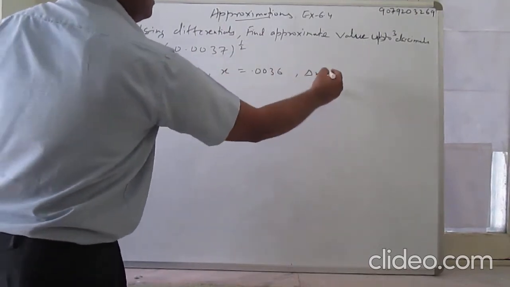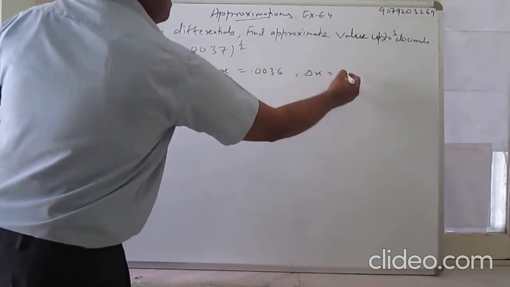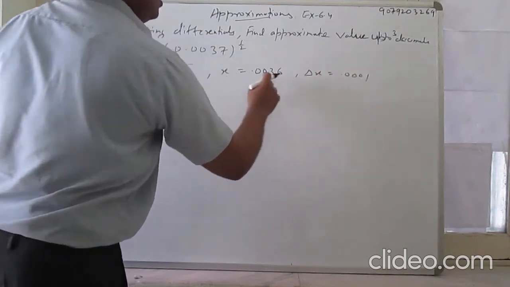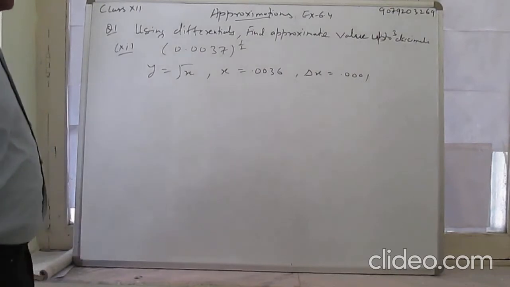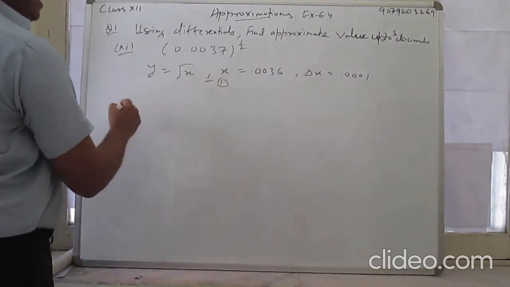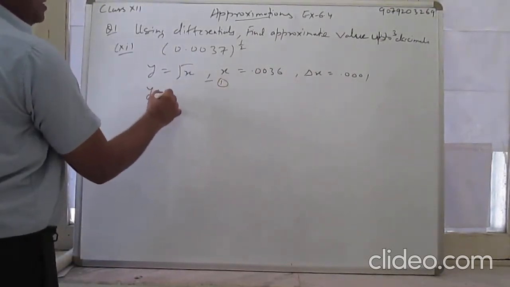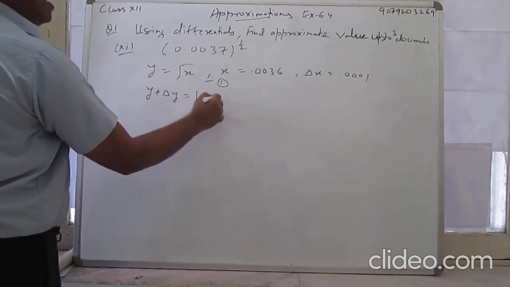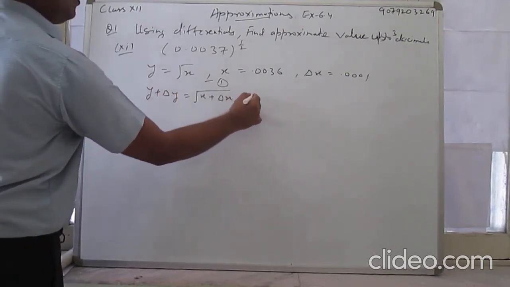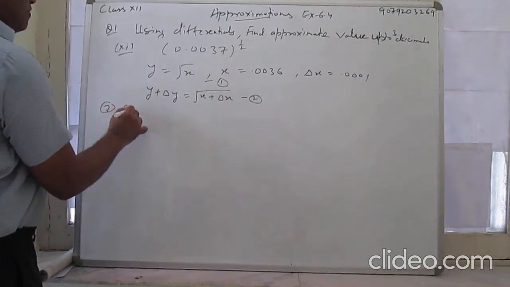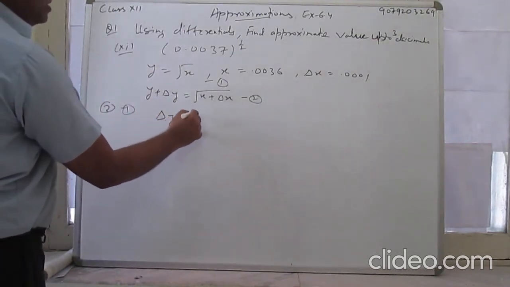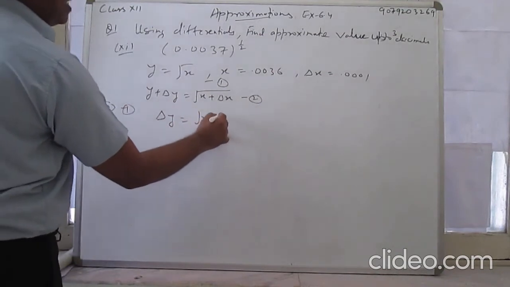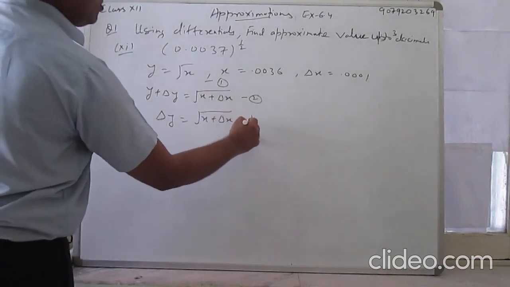Delta x is 0.001. If we add 0.001, we get 0.0037. This is equation 1. y plus delta y is equal to root of x plus delta x. Equation 2. Subtracting 1 from 2, we get delta y is equal to root of x plus delta x minus root x.